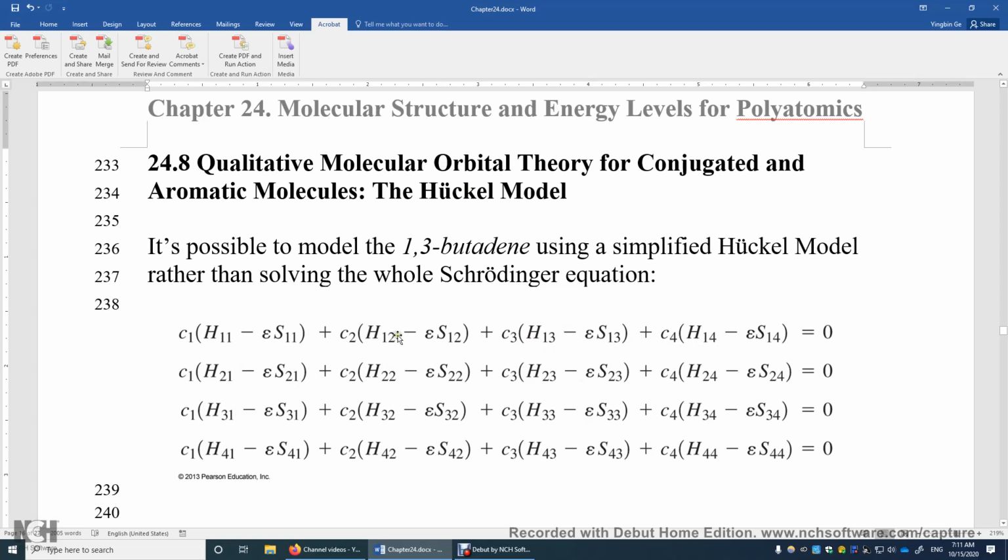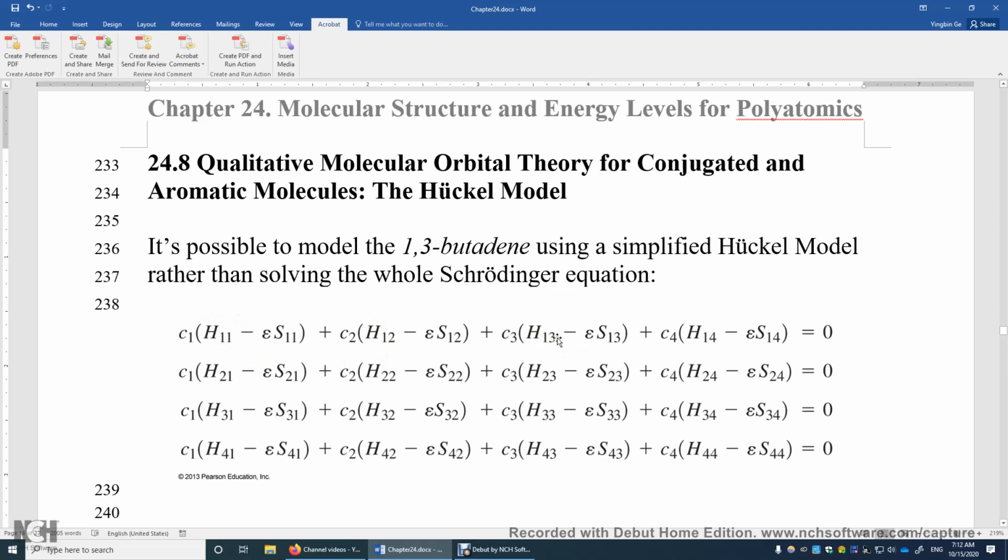I want to say this H12 is roughly 5 to 15% of H11 in this situation and in many other conjugated networks. All right, so this resonance integral is usually much smaller than the Coulomb integral. This Coulomb integral is roughly the atomic orbital energy, and this resonance integral gives you the interaction between 2 atomic orbitals centered on 2 different nuclei. So that's why this is much smaller, usually 10% of H11.